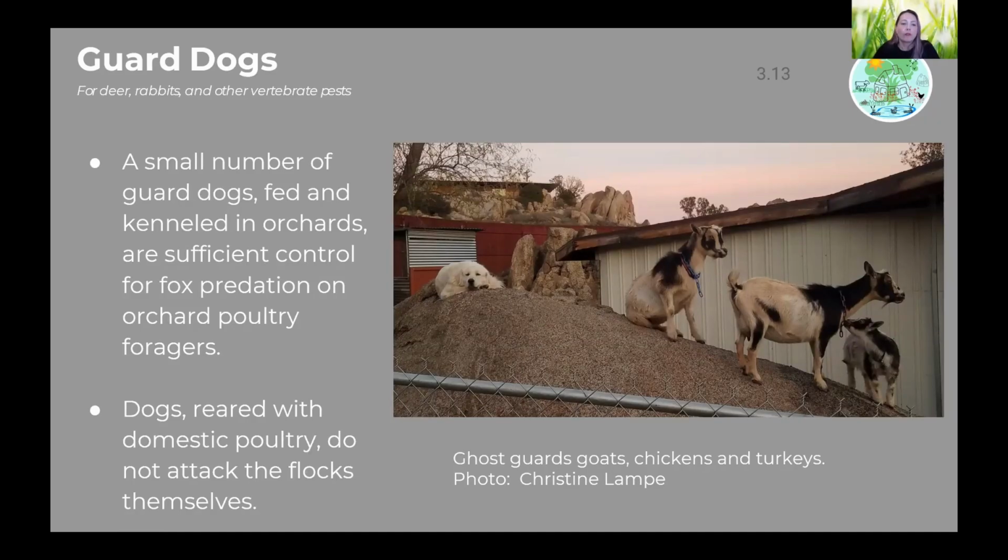These would be appropriate for deer, rabbit, or other vertebrate pests. A small number of guard dogs can be fed and kenneled in the orchard and are able to sufficiently control fox predation or other organisms that are coming in and creating a pest situation. It's also important to note that dogs that are raised and domesticated with a flock of ducks or chicken or geese are not going to hunt those chickens or those ducks or those geese. They are going to know that they are to protect them as opposed to have them as prey.